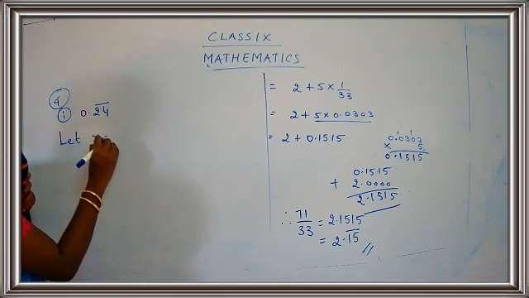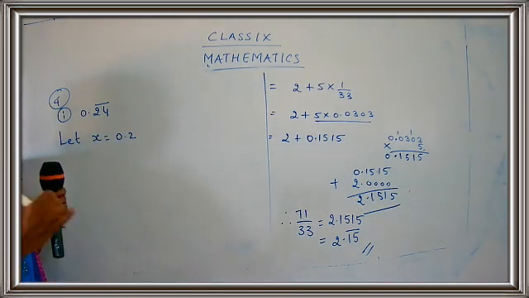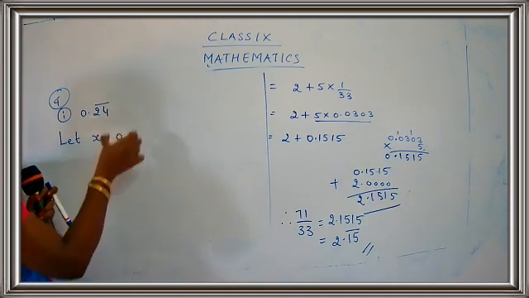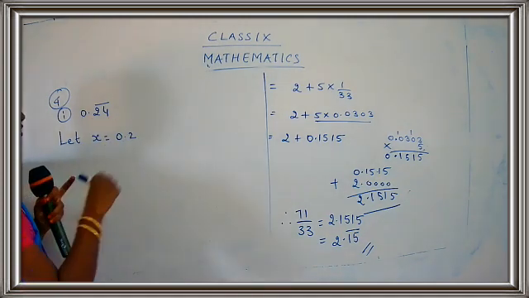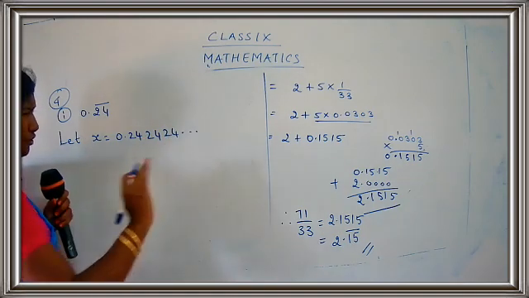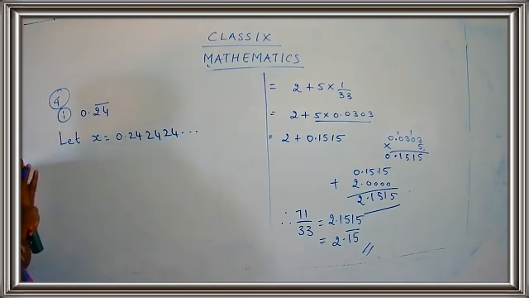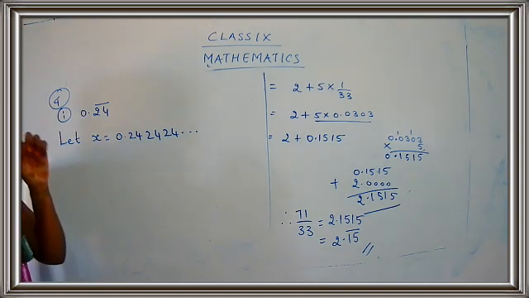Let x is equal to 0.24 bar. What is the meaning of 24 bar? That means the number 24 is going to be repeated again and again. So 24, 24, 24, dot, dot, dot. Now here, just tell me how many numbers are repeated? Two numbers are repeated. Listen carefully, children.